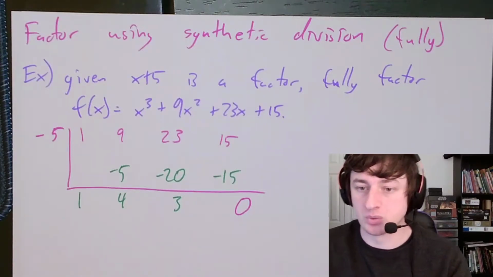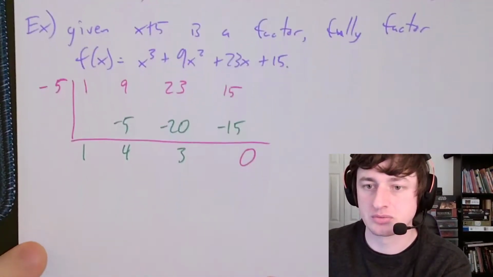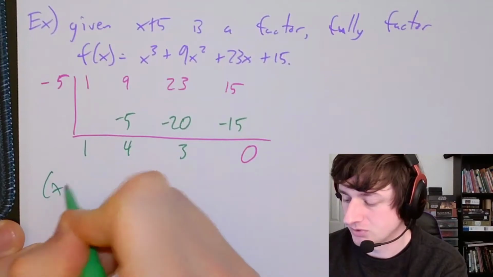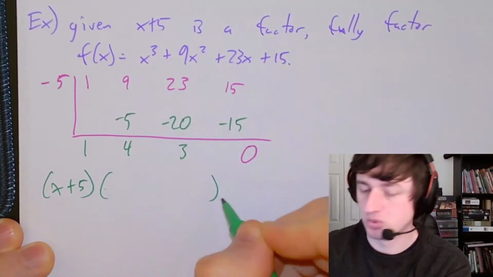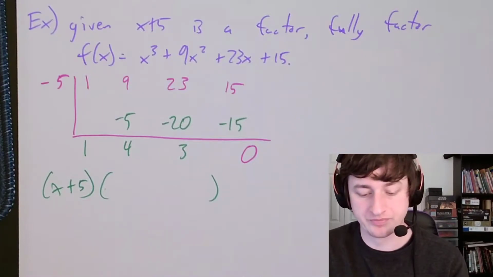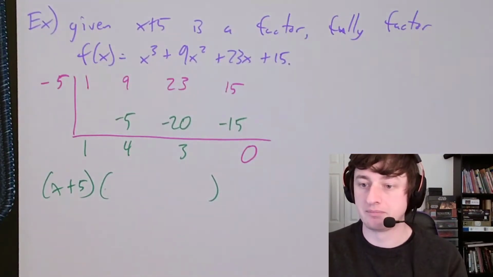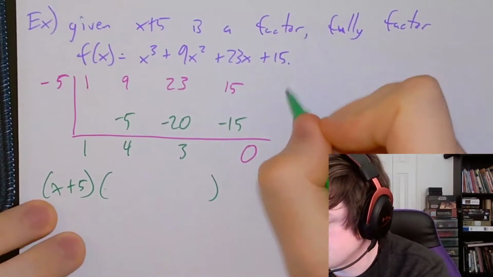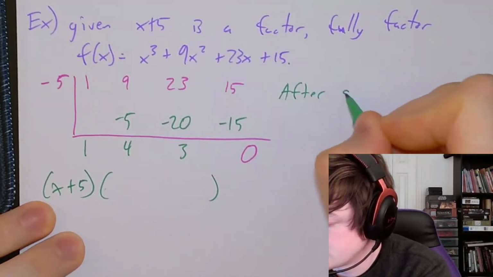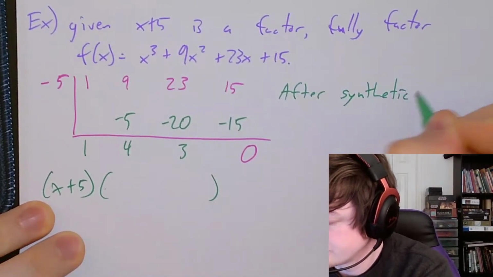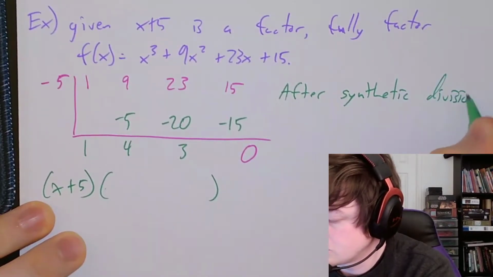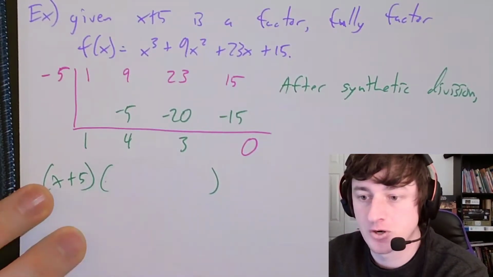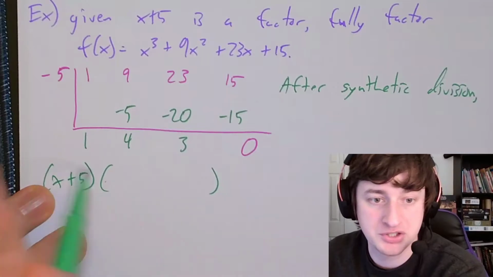Now, what do we do from here? What do we do with these numbers? Because remember, our goal is to factor the x plus 5 out of this function. So we get x plus 5. But then we're left with something left over that we need to factor again. So what we do is we say, okay, we've done the synthetic division. After the synthetic division, the numbers down here are the coefficients of our factorization, whatever's left.